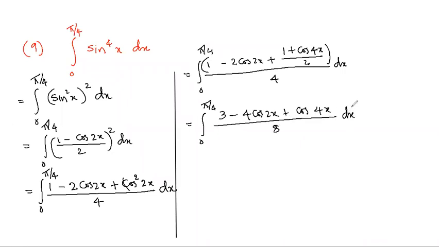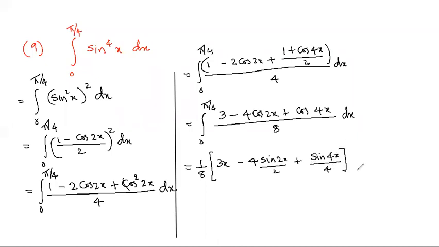I think I skipped a step. This 2 into 1 plus 1 here also. So that's how I got 3. This 2 multiplied with this 1 and then added this 1. So it became 3. Then this 2 with this 2 gives you 4. Now I can integrate each and every term. So 1 by 8 I am taking common, and integrate each one: 3x minus 4 sine 2x by 2 plus sine 4x by 4.